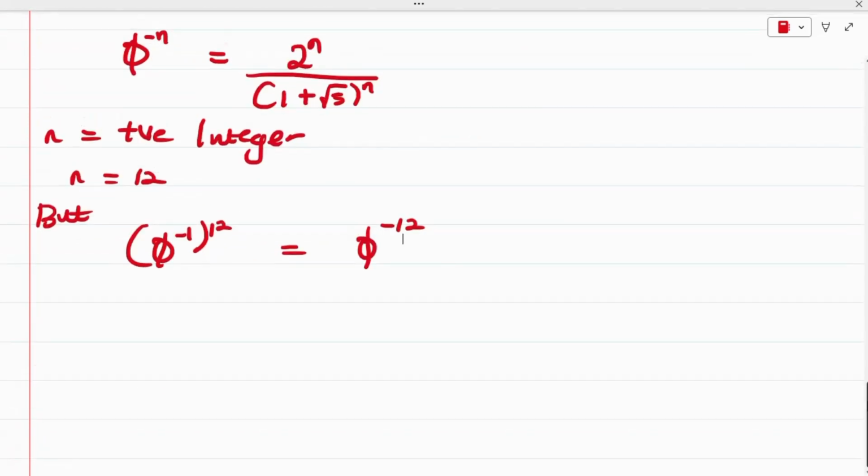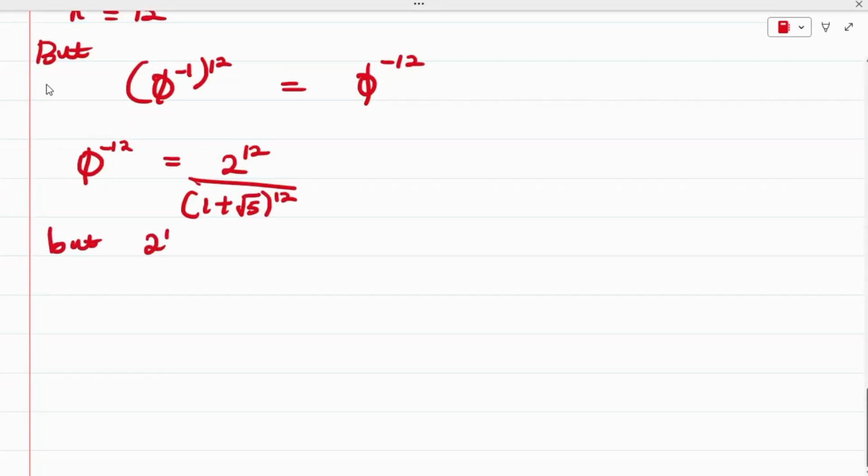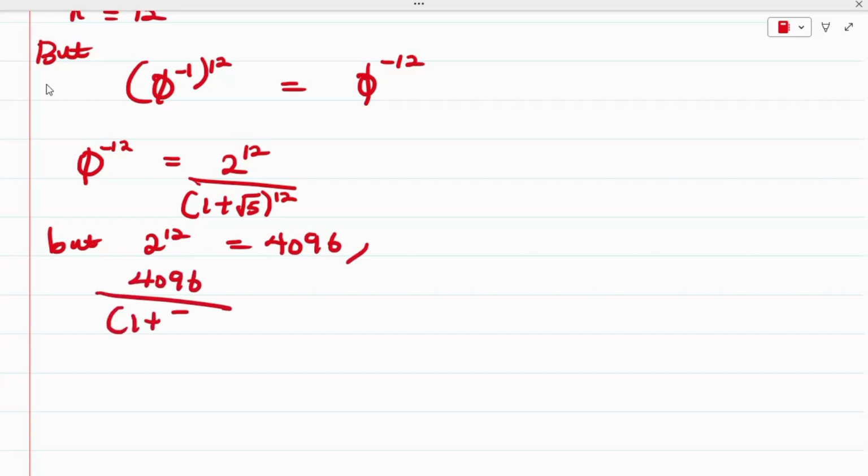12. Alright. So at this point, we want to apply the Fibonacci-based properties of the golden ratio. We have this to be 5 raised to the power of negative 12 is equals to 2 raised to the power of what? 12, because n is equals to 12. Divide 1 plus the root of 5 raised to the power of what? 12. But we know that 2 raised to the power of 12 is equals to 4096. So from here we obtain that 4096 divide 1 plus the root of 5 all raised to the power of what? 12.